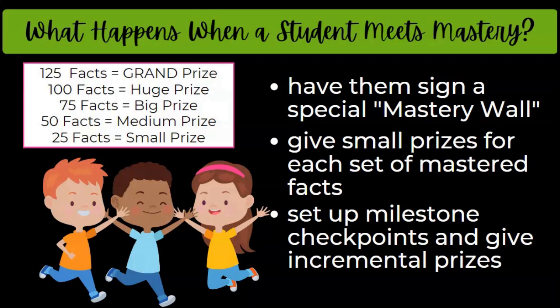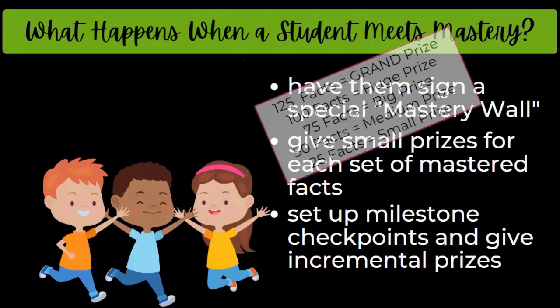You may also want to have a plan in place to offer to students who start out past a milestone. For example, if a student begins with 100 facts already mastered, then that student would earn all four prizes for 25, 50, 75, and 100. And then they would be working toward 125. This way, they don't feel like they're missing out by not starting out with more facts to practice.